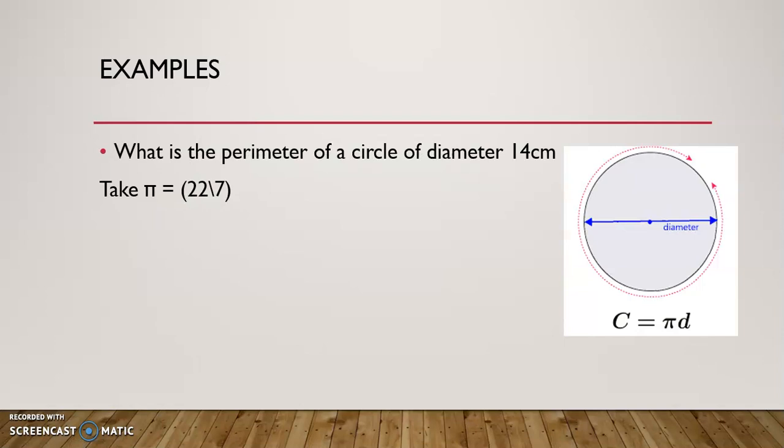This is a circle. We've been asked to find the perimeter of a circle of diameter 14 cm. Remember, pi is 22/7.